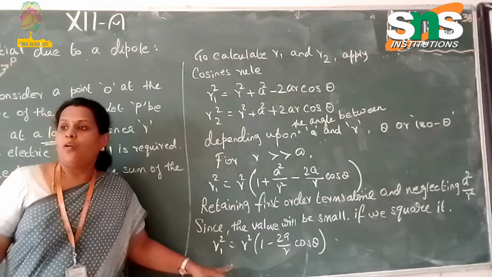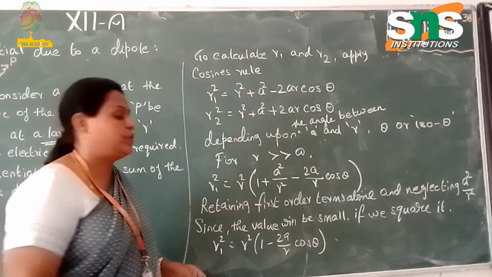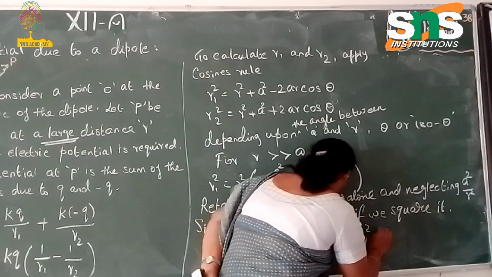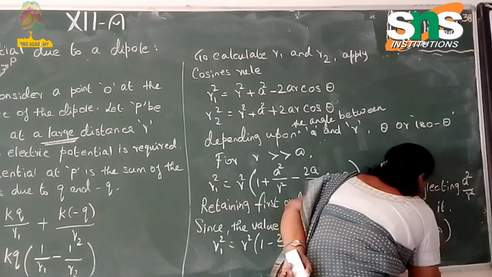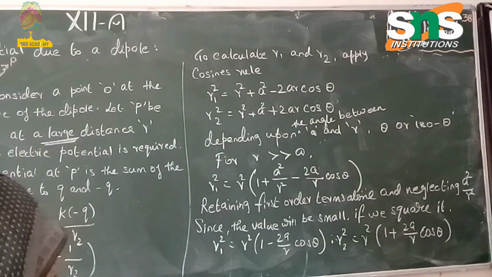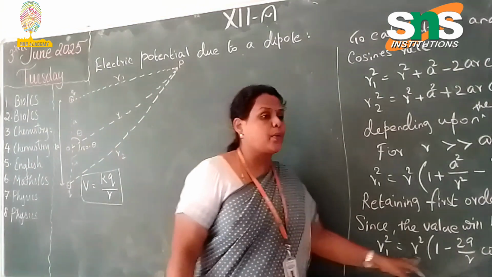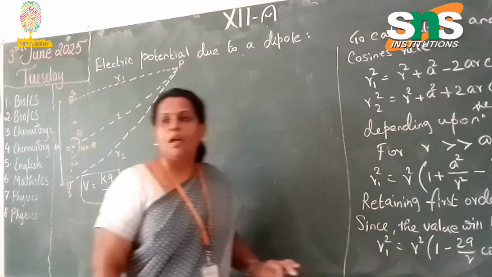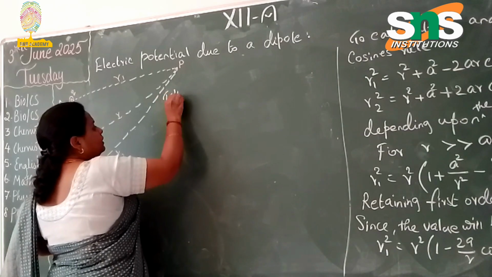So similarly, can I write now for R2 square also? No need to derive this and all. Straight away I am writing with sign change. R2 square equal to R square into 1 plus 2A by R cos theta. So we are having our R1 square and R2 square here. Now we can take the squares outside by taking square root.